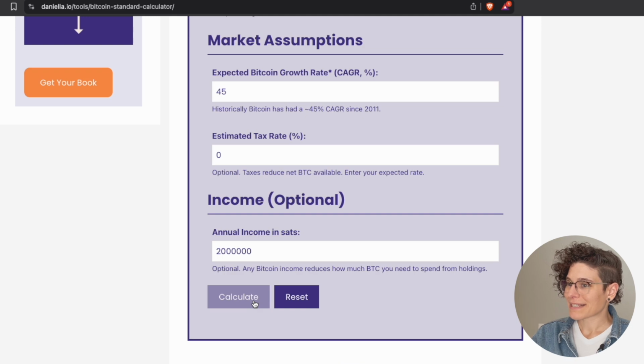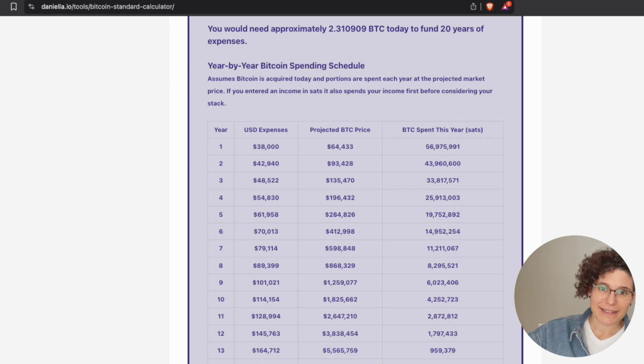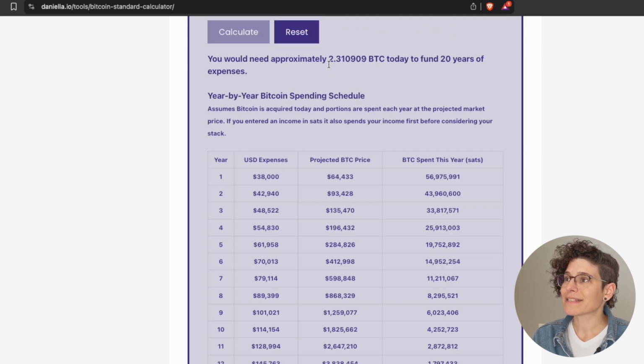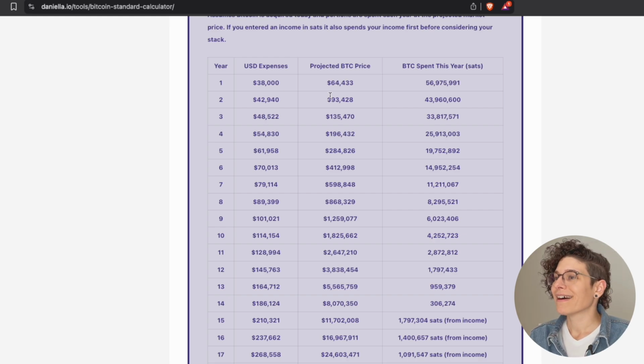So let's click calculate, and then you'll see the tool will give you approximately how much Bitcoin you need to fund the time horizon that you entered. So in our example here, we would need 2.3 Bitcoin to fund 20 years of expenses. And you can see the total breakdown below the chart. I mean, work in progress. If you feel like there's something else that could be added, or if you see any issues with the numbers, let me know. Super open to it.